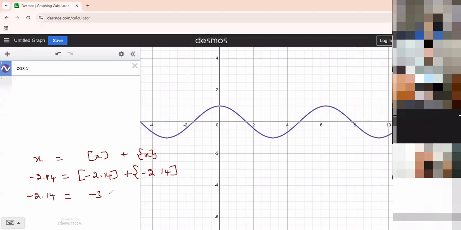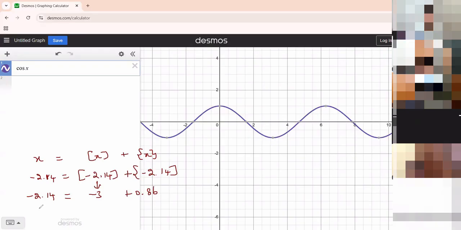Can someone say that correctly? Minus 3. Yeah, minus 3 is accepted for GIF of minus 2.14. I'm asking about fractional part of minus 2.14. 0.86. Absolutely, it's 0.86. Minus 3 plus 0.86 is only minus 2.14, right?